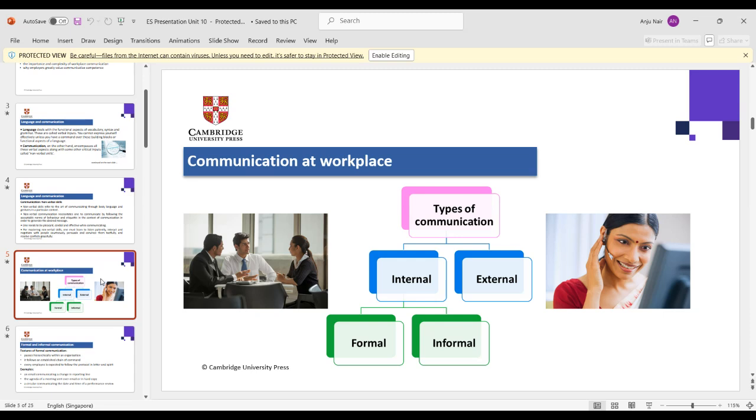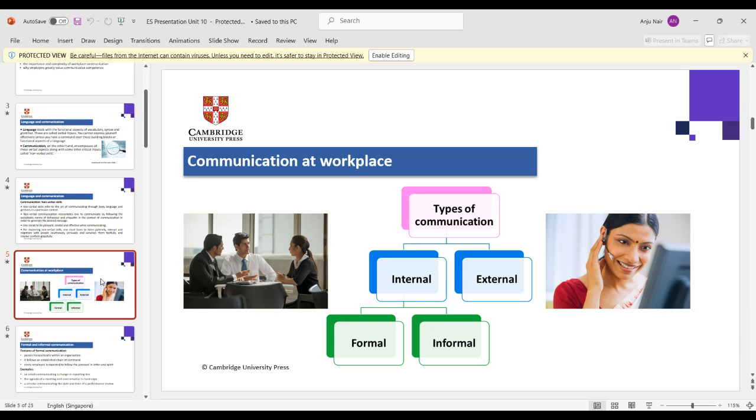So you have internal communication as well as external communication. In internal communication, you have both formal and informal. External, whatever you communicate to those outside the organization, is always formal.